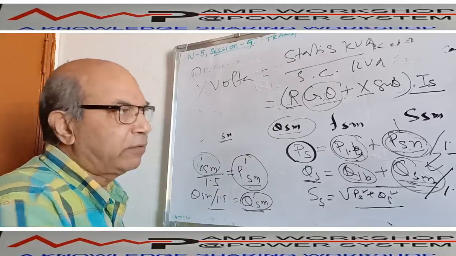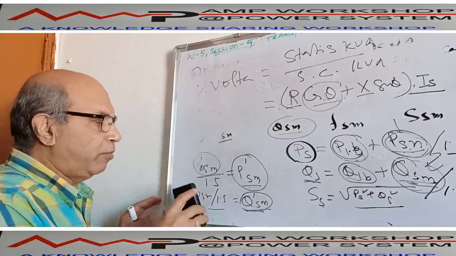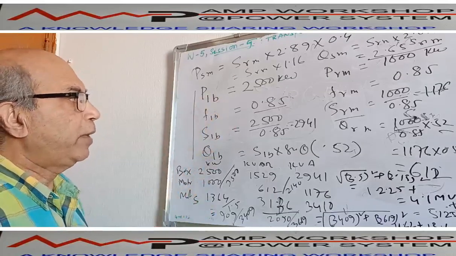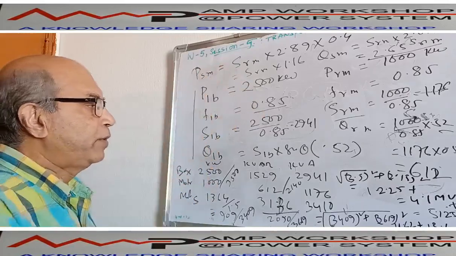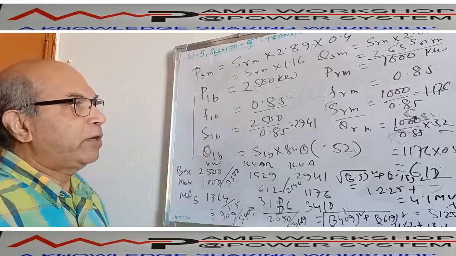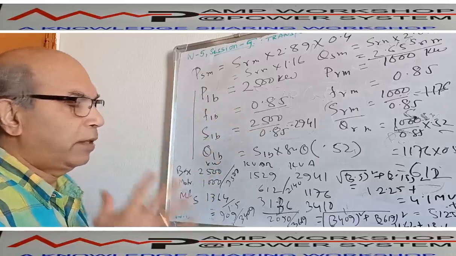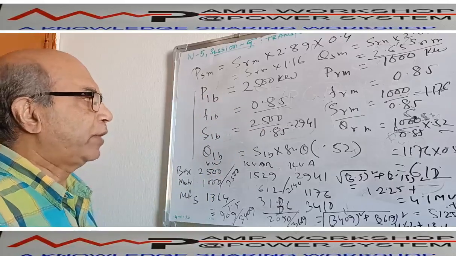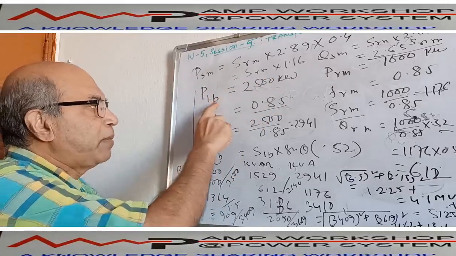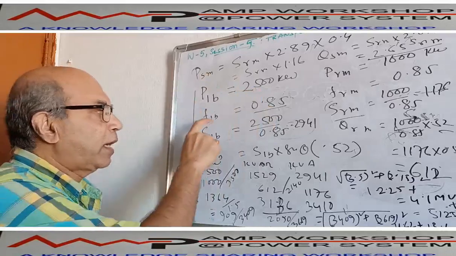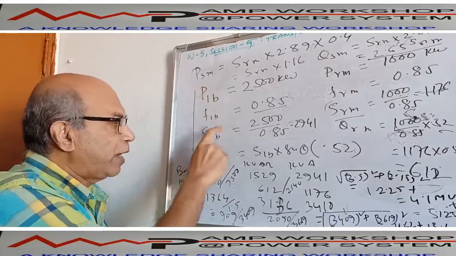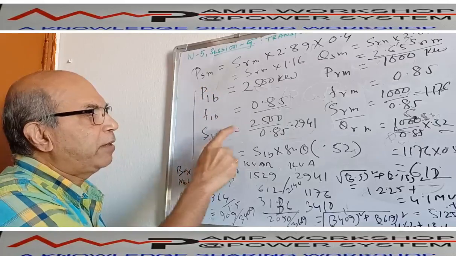So now let us calculate one typical example, then it will be more clear. Let us consider a numerical example where we have a base load of 2500 kilowatt and the motor is a 1 megawatt motor running at 0.85 power factor. So the base load P1B is 2500 kilowatt running at 0.85 power factor. So the motor running KVA is equal to how much?